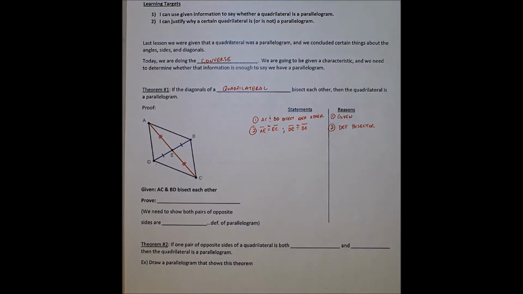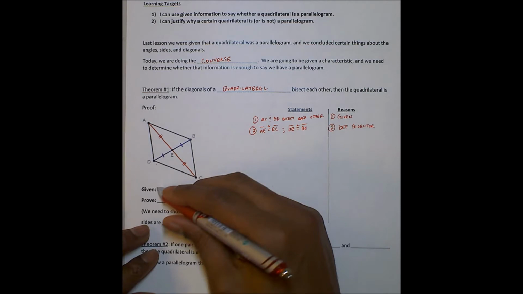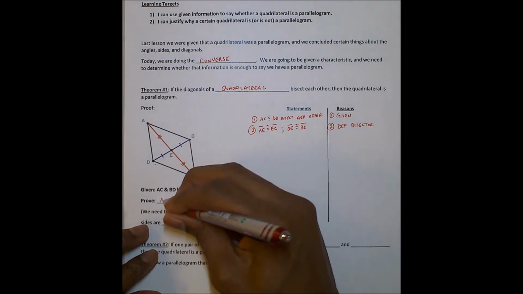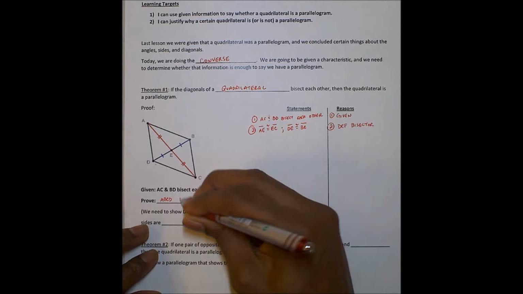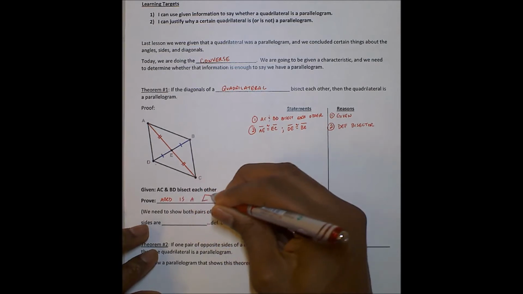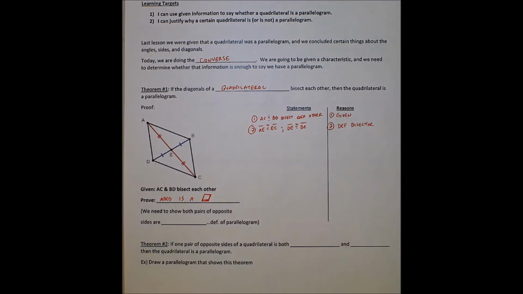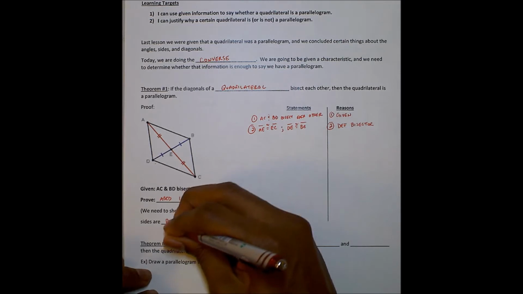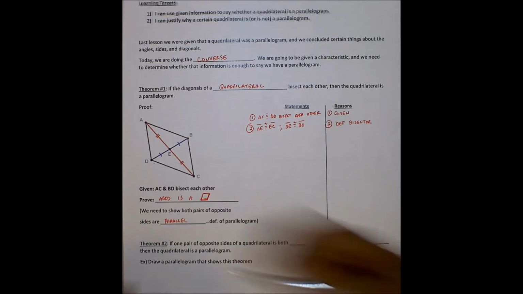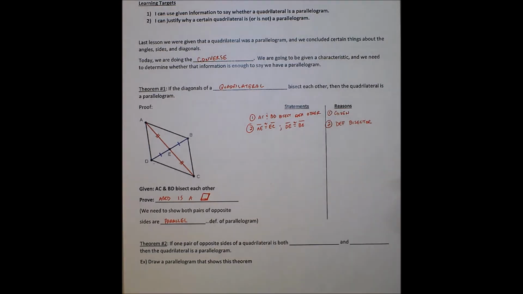We need to prove that ABCD is a parallelogram. Sorry guys for skipping that step. No point in starting a proof and not knowing what we're proving. We need to prove that ABCD is a parallelogram. And what a parallelogram is, remember, is that we have two pairs of opposite parallel sides. So we need to show that both pairs of opposite sides are parallel. Right, just the definition of parallelogram.